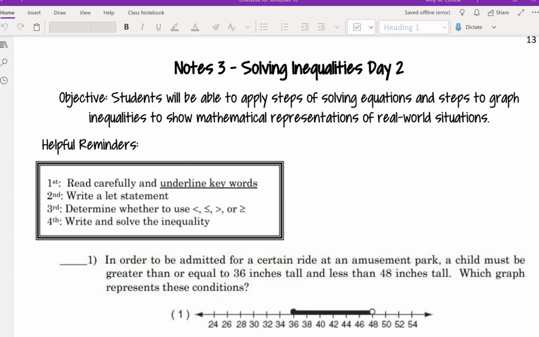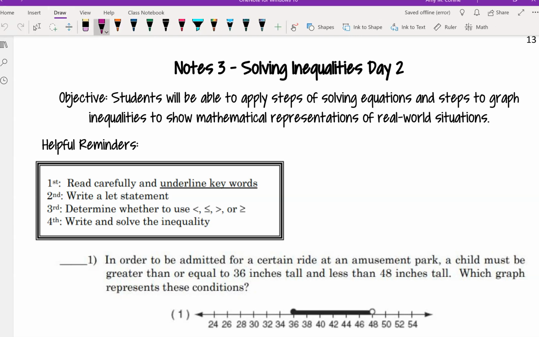Hey everyone, all right, we're doing notes 3, so we're still going to be applying our steps of solving equations and steps for graphing inequalities, so we can take a look at some of these real world scenarios. So helpful reminders that we have down here, read carefully and underline keywords. You can also highlight, so make sure you're reading carefully and you're underlining the keywords for your problem so you can set up the appropriate inequality or equation.